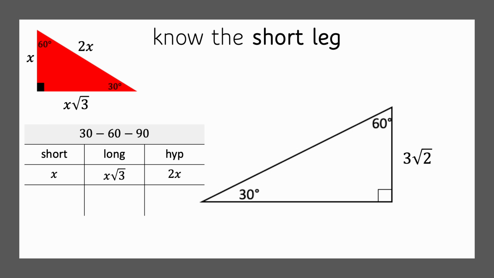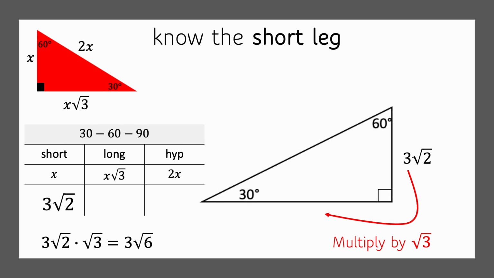If the short side already has a radical, that's okay. It's the same process, but we just may have to do a bit of calculation. This time, our short side is 3 root 2. So we'll multiply that by root 3. And look at this. 3 root 2 times root 3 is 3 root 6, because root 3 times root 2 is root 6. The two radicals, they're like terms, so they get multiplied together. So we know our long side is 3 root 6.